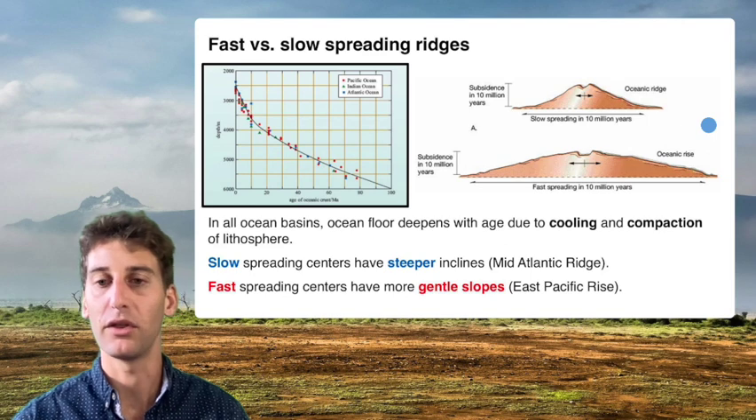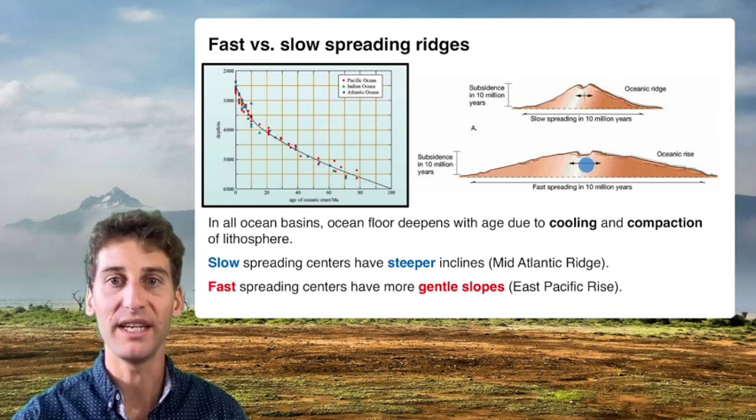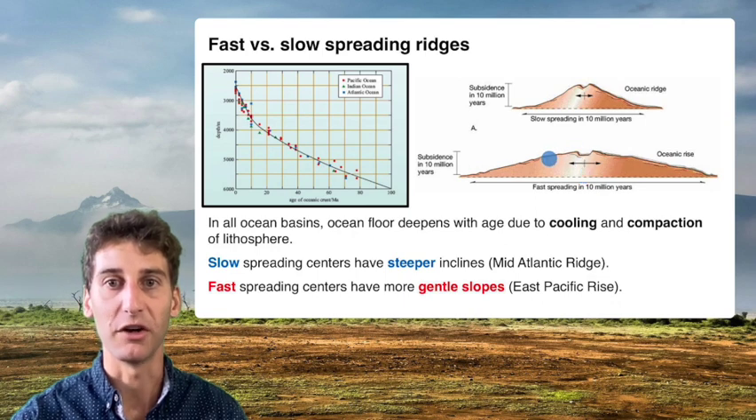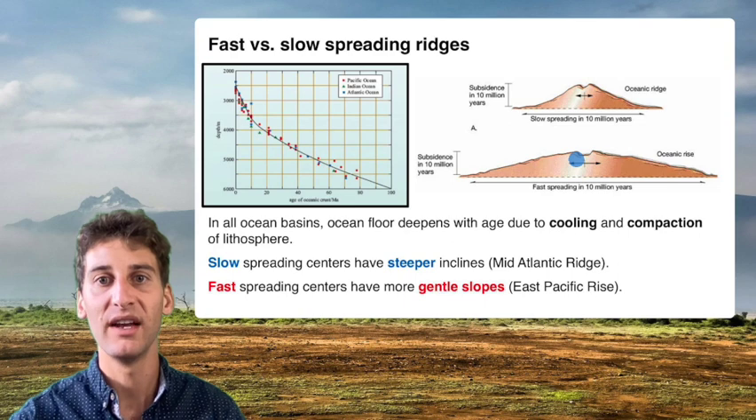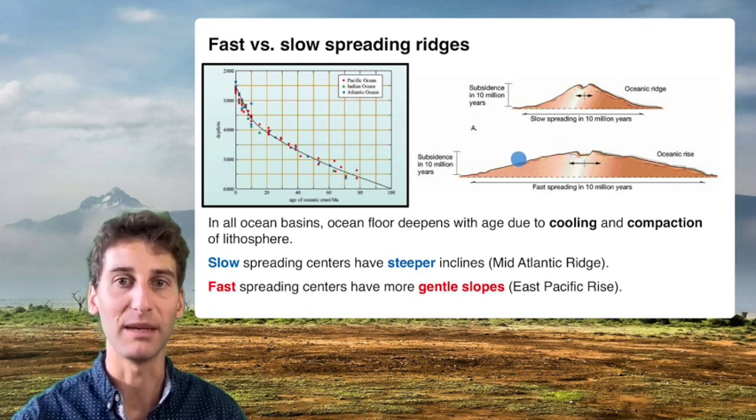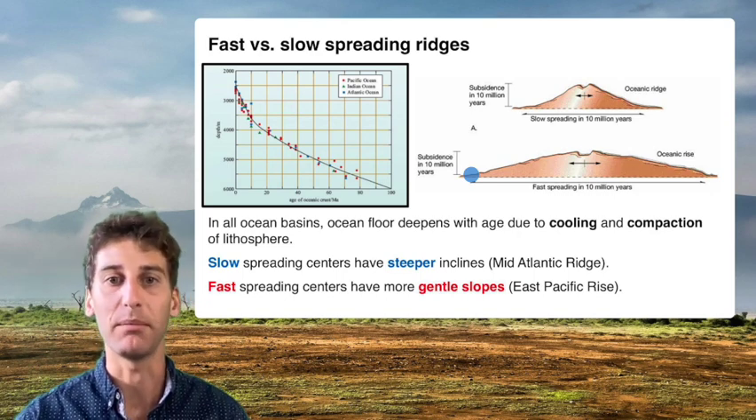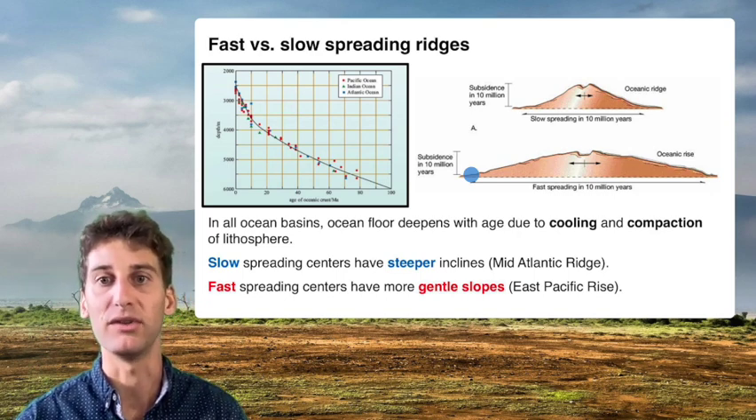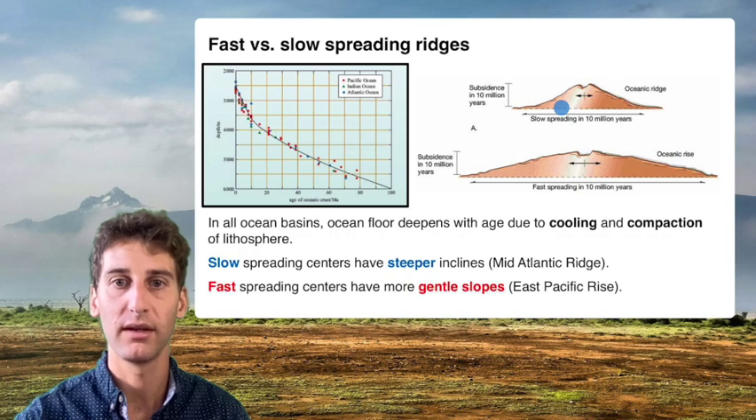In contrast, the fastest spreading ridge today is the East Pacific Rise, and what you see here is that you have this gentle slope, and that's because the ridge is producing so much ocean crust that it's cooling slowly as it's being moved away. So you have a gentle decline because the cooling process is happening at the same beat as the production of new seafloor that's pushing it away. So this is why you have different shapes for fast spreading ridges and slow spreading ridges.